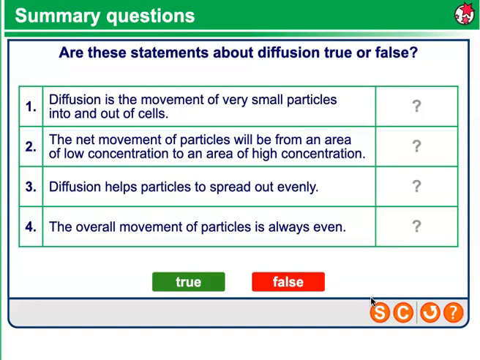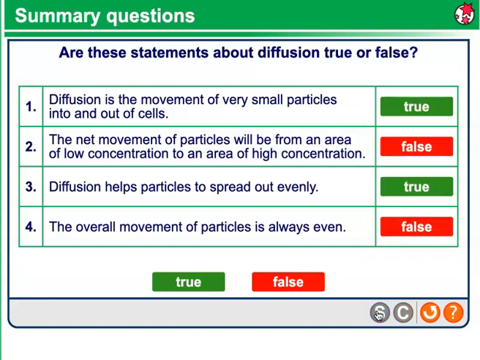Let's summarize. Are these statements about diffusion true or false? Diffusion is the movement of very small particles into and out of cells. That's true. The net movement of particles will be from an area of low concentration to an area of high concentration. That's false. It's the other way, high concentration to low concentration. Diffusion helps particles to spread out evenly. This is true. And the overall movement of particles is always even. That is false.